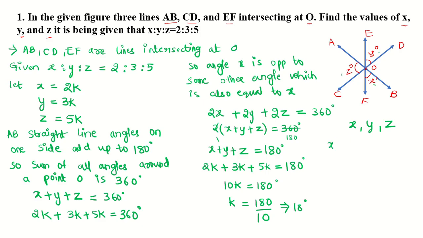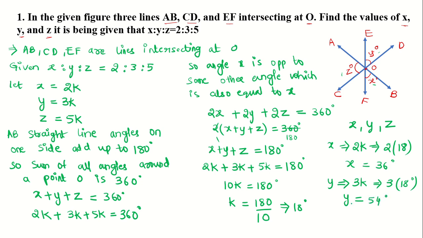So x we have as 2k. Now we got the k value, right? Substitute this k in this equation. So it will be 2 into how much? 18. So you will get x as 2 into 18, which is 36 degrees. Next, y, you have it as 3k. Now 3 into what is the value of k? It is 18 degrees. So y equals how much is 18 into 3? It is 54 degrees, right?